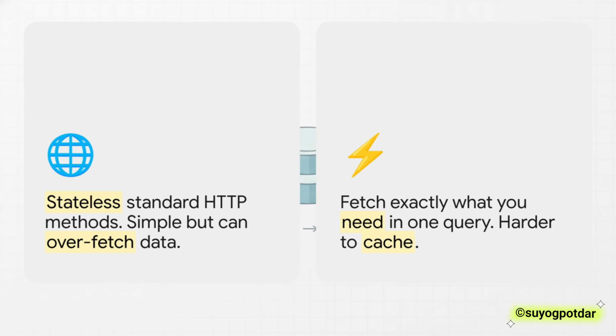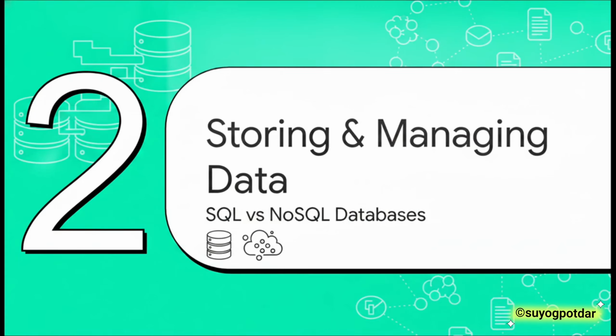To solve that exact problem, Facebook introduced GraphQL. With GraphQL, clients ask for exactly what they need in one single query. The trade-off, though, is that it requires way more server processing and is notoriously harder to cache than REST. Moving down the stack, we hit Section 2, storing and managing data. Because once your API actually receives that data, it has to live somewhere permanently.